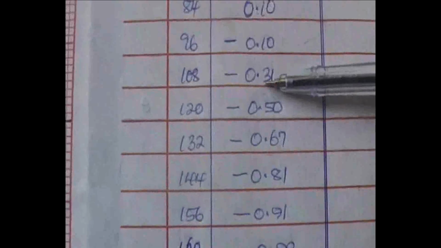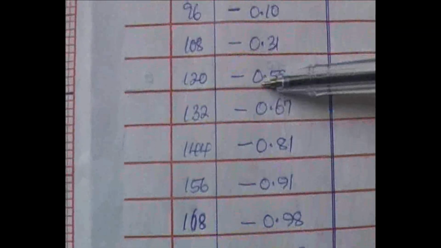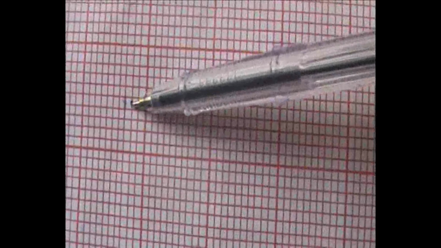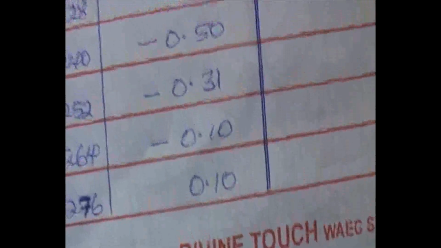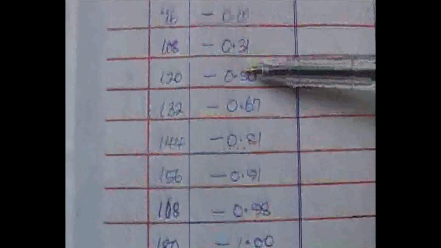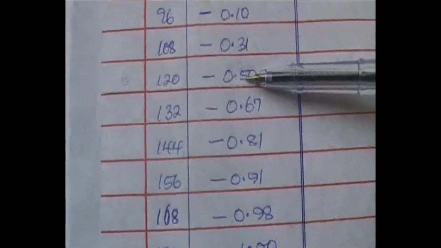After 0.31, next is 120, with the value minus 0.5. You plotted here, as I showed you, the last place you plotted is here. That means the next is here, which will be 120. You can find out that this place is 120. So I plotted 120 against 120. The value of tan 120 is minus 0.5.